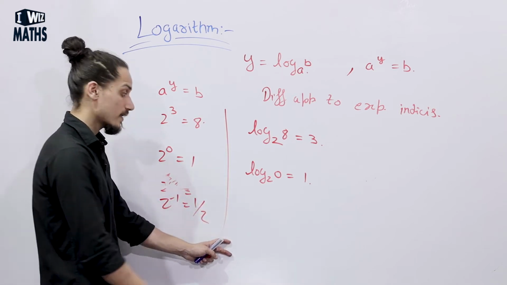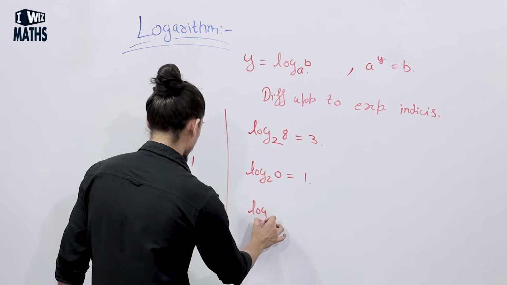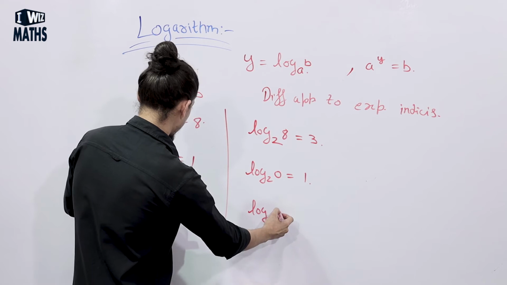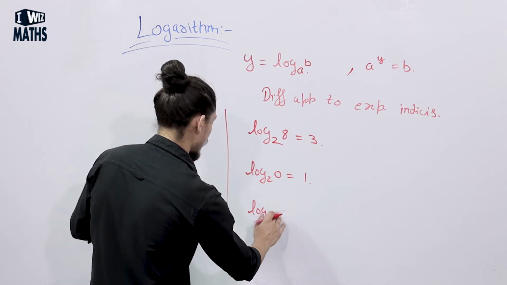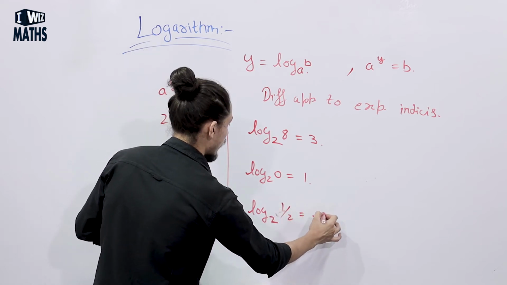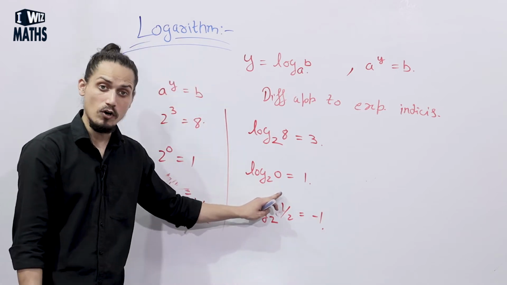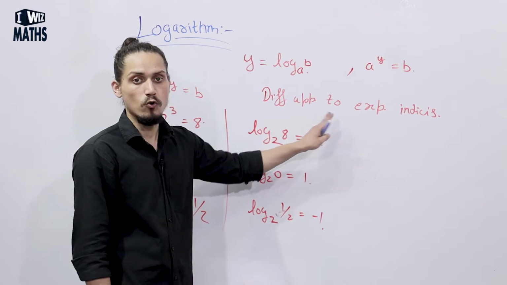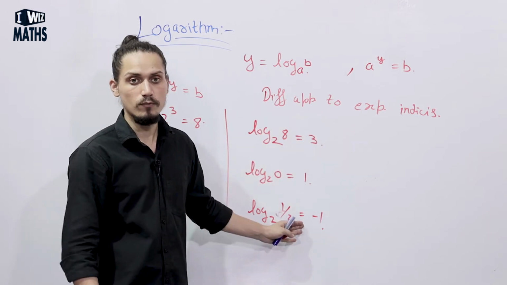So what will we write as its log? In log form it will be log to the base a, a is 2, b is 1 by 2, and y is minus 1, so log to the base 2 of 1 by 2 is equal to minus 1. This is how you write exponential in the form of logarithmic. It means you are writing exponential in a different form, and we call this a logarithmic function.